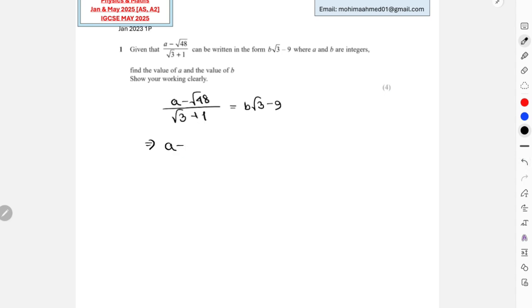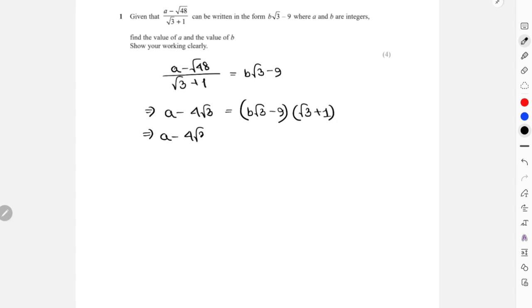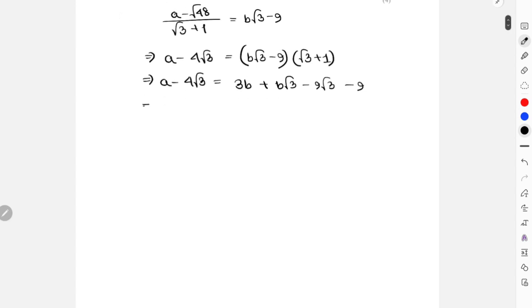So now we'll have a minus 4 root 3, and this one turns out to be b root 3 minus 9 times root 3 plus 1. So now you have a minus 4 root 3, and then b root 3 into 3 is what? 3b. b root 3 into 1 is b root 3. 9 into root 3 is just 9 root 3 minus 9. So this is a minus 4 root 3, and then 3b minus 9, and then you have b minus 9 root 3. From this part I can clearly understand that a is equivalent to 3b minus 9, and this 4 is equivalent to b minus 9.